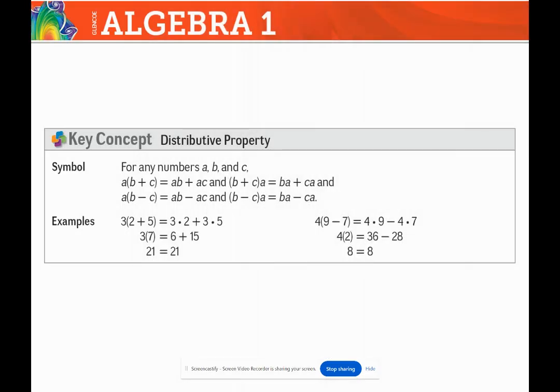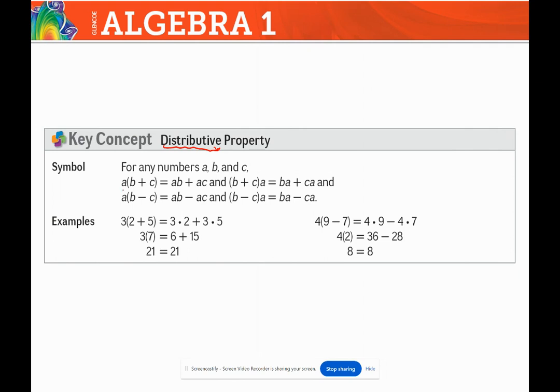So today we're looking at distributive properties. When we distribute something, we distribute it to everything. And you can only distribute into parentheses or brackets. You don't distribute into absolute values. So you want to make sure that you do that.